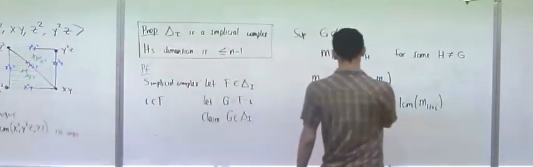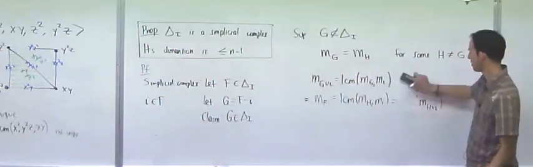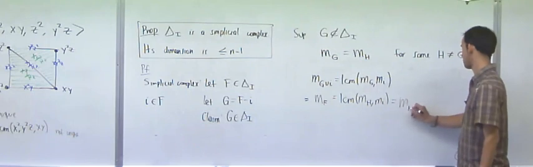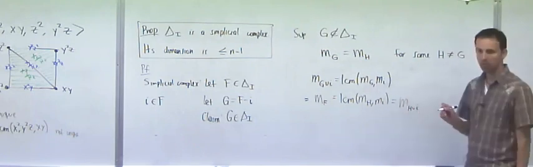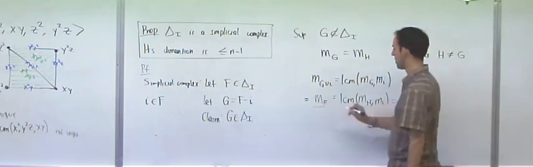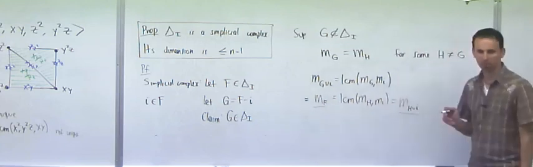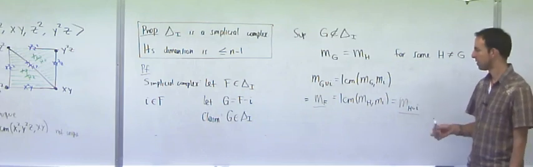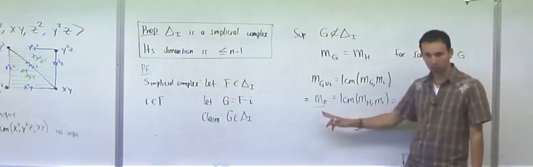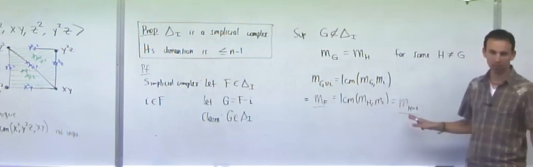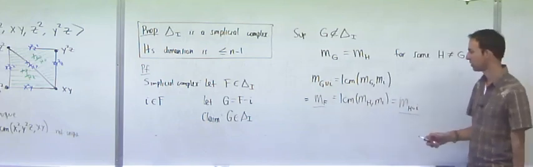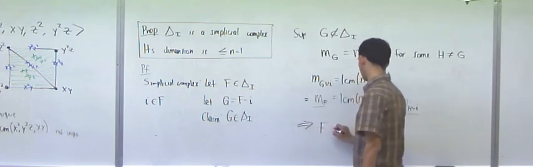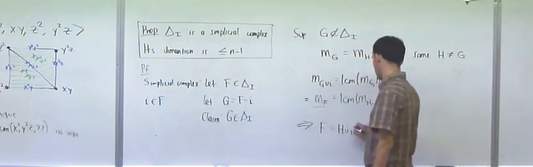The LCM of MH and MI is just MH union I. Okay. And so what I have is that M sub F is equal to M sub H union I. But by assumption, F is in the scarf complex, so its LCM is unique. So if MF is equal to M something, that something must be F. Okay. So F has to be H union I.